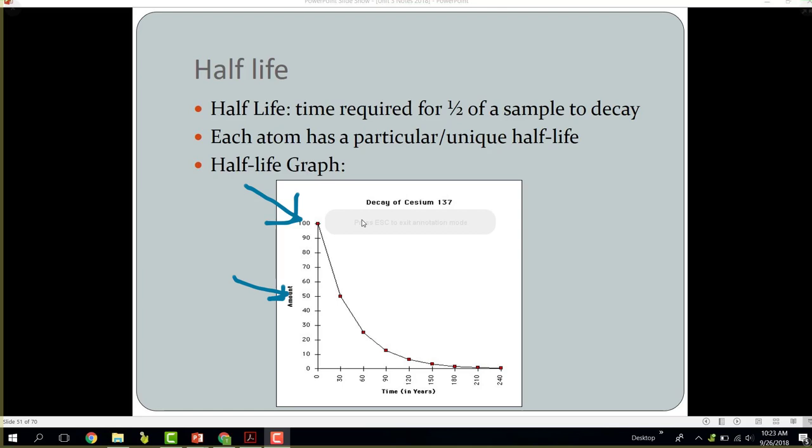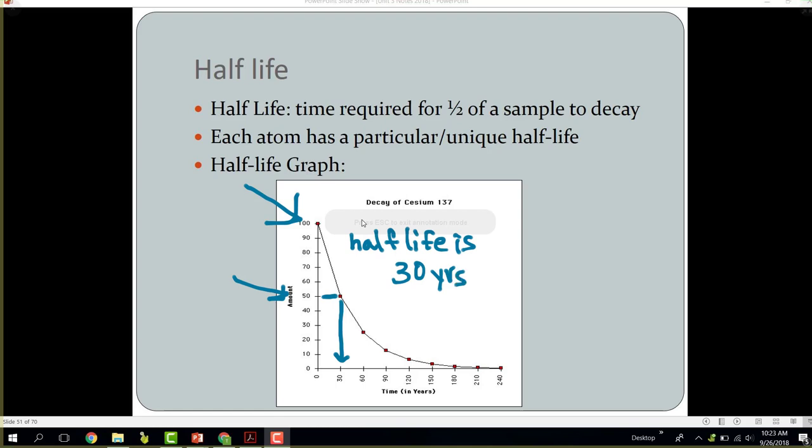Then you read across, and right where it intersects the line, you read down and look at the time. So on this chart, I would say that the half-life is 30 years.